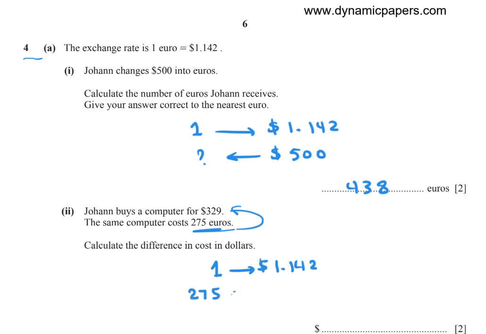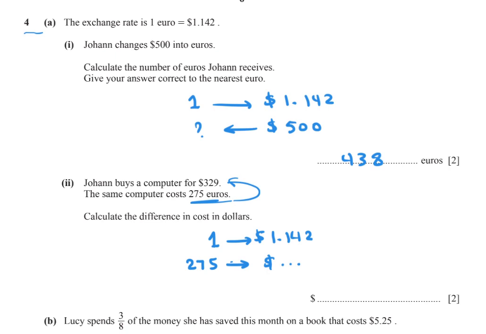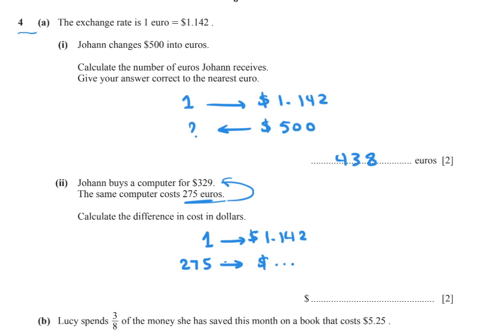275 euros is equivalent to how many dollars? You can use a cross multiply to find the answer. 275 times 1.142 divided by 1 equals 314.05. Now to find the difference, subtract 329 minus 314.05 equals 14.95.